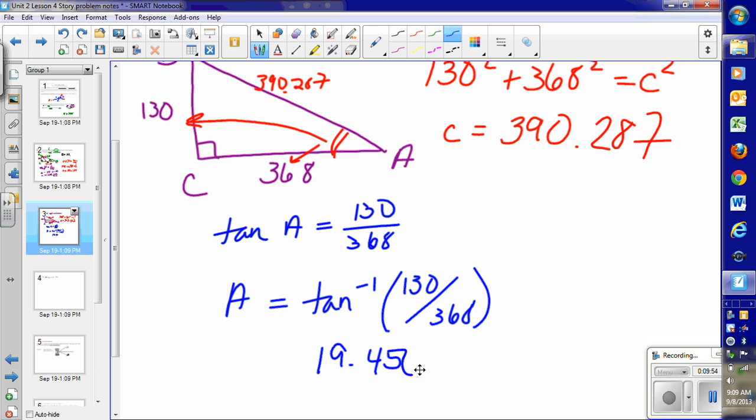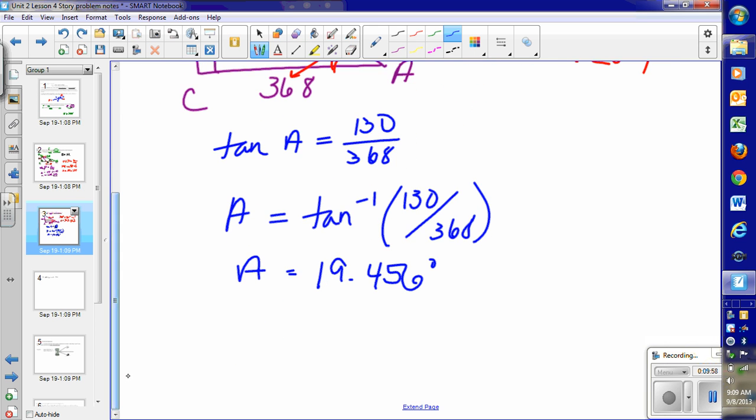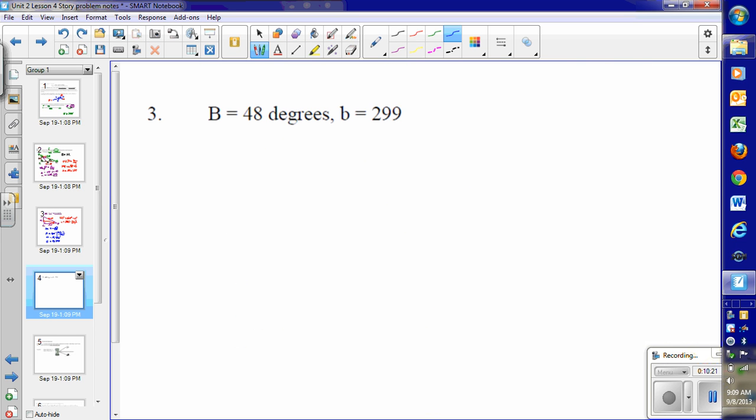Right, and then to get angle B, all we would do is understand that the angles have to add up to 180. So all I need is to find the complement of 19.456. So I could just make sure that it adds up to 180. And that would give me 70.544 degrees. Okay, next one. Last one on this side.